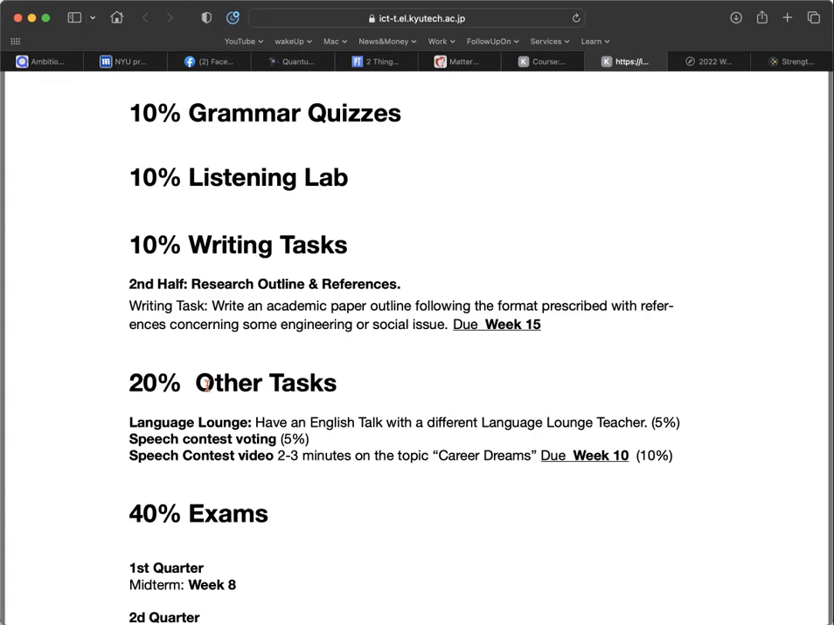So this is 5%, easy, 5%, very easy. The listening lab takes a little time, but it's very easy, not much thinking. That's 20% of your grade, very easy.